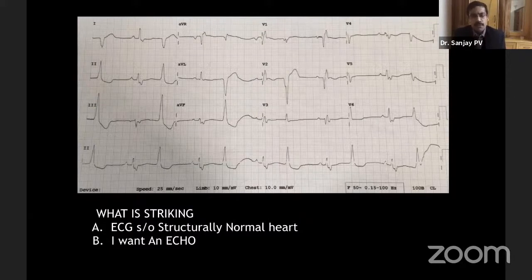So what do you see from this ECG? Just to help you out, I'll let you know there are two beats. The one beat is always followed by the P wave. That is the intrinsic beat. And then you're having an ectopic beat. So I want you to look at the intrinsic beat carefully and tell me whether the intrinsic beat does in fact suggest that she has a structurally normal heart or a structurally abnormal heart. Because, as I told you, the previous physician told me that the echo was normal. So I want to ask you whether, from the ECG, you would say it's a normal heart or whether you want an echo. I think that we can start the poll.